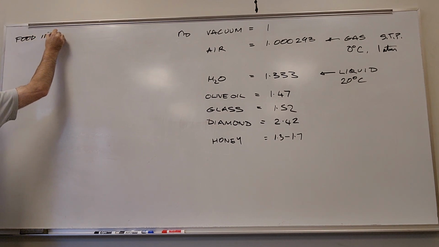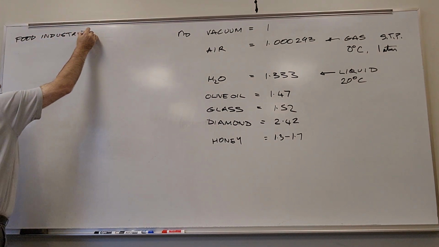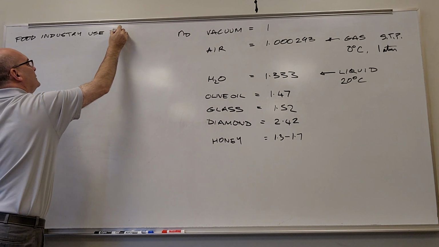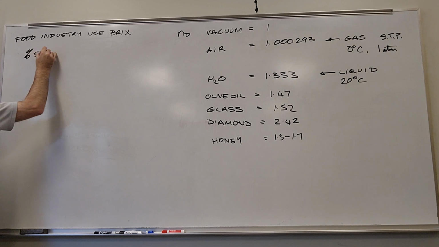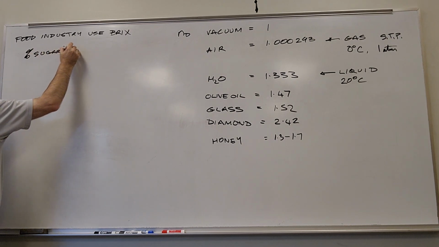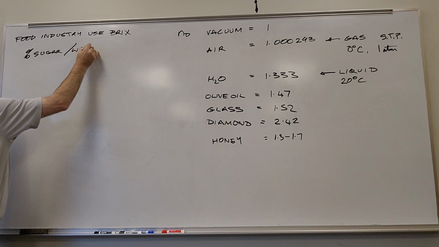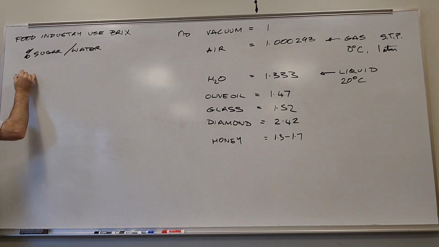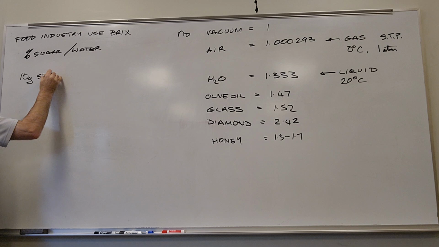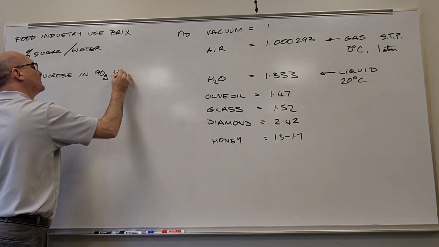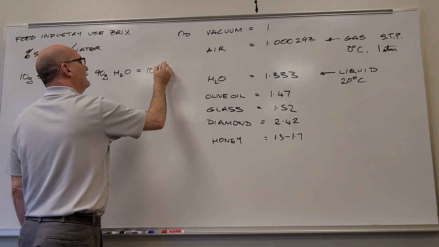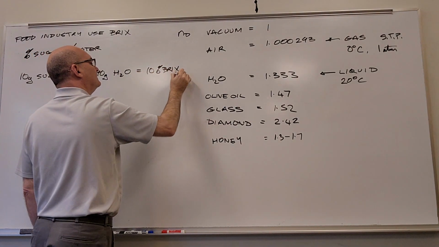The food industry uses something called the Brix unit, which is percent sugar to water. So 10 grams of sucrose in 90 grams of water is 10% Brix.